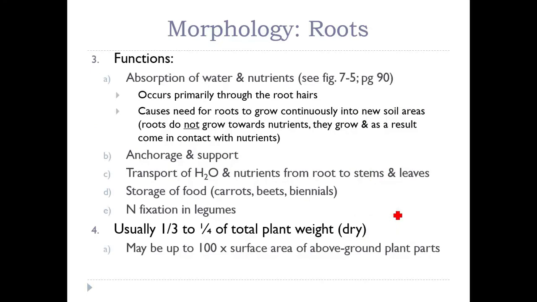What do roots do for plants? How do they function? Well, they function in several ways. The most important thing that they do is the absorption of water and nutrients. This is where the plants get their water and get their nutrients. Some of the differences here are illustrated in figure 7-5 on page 90 of your text. I always try to look in the text when I refer to the text and see the diagrams that are there. The water and nutrients are absorbed through the root hairs.